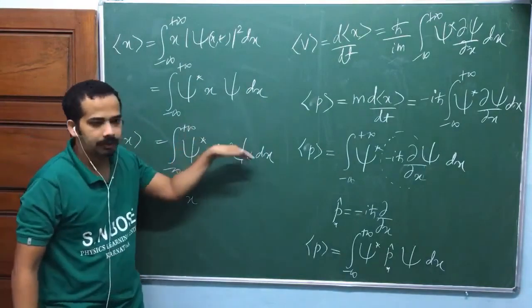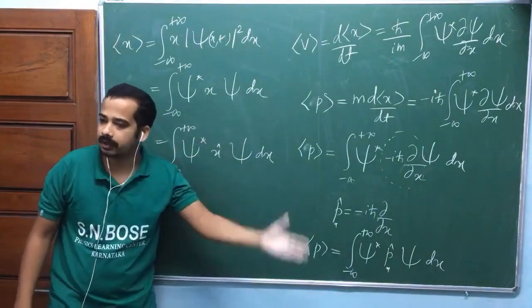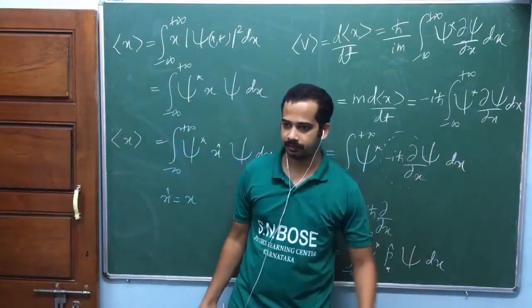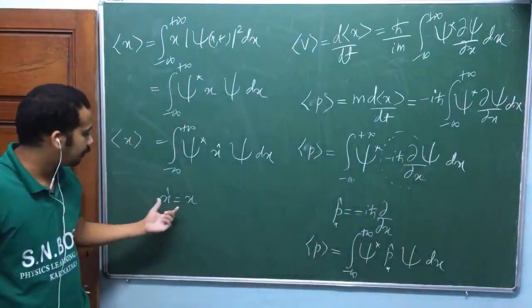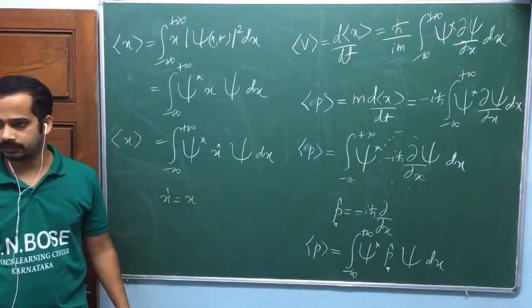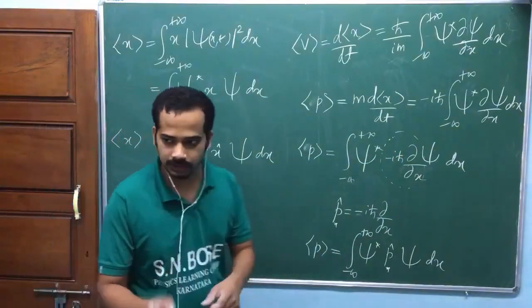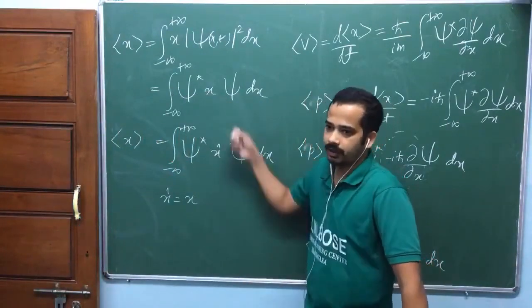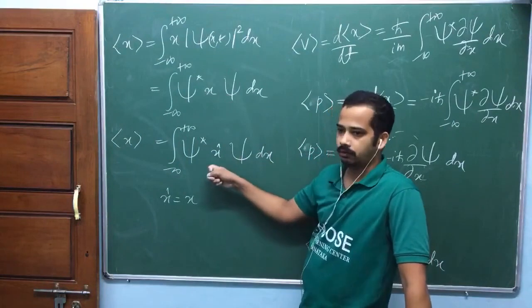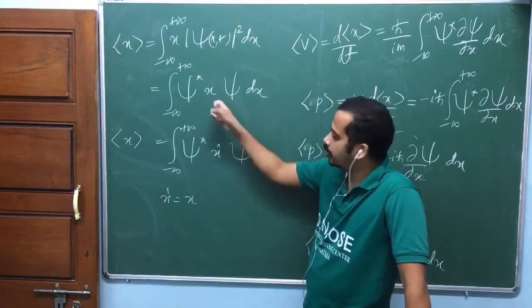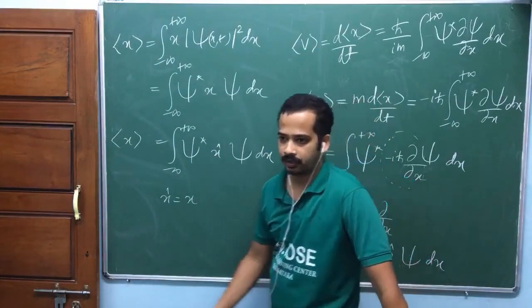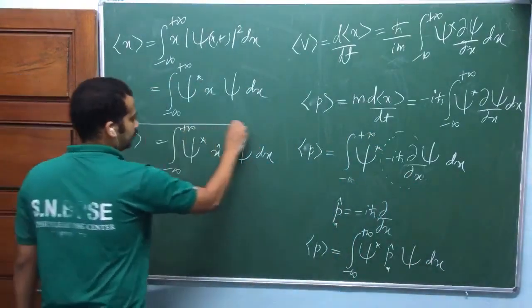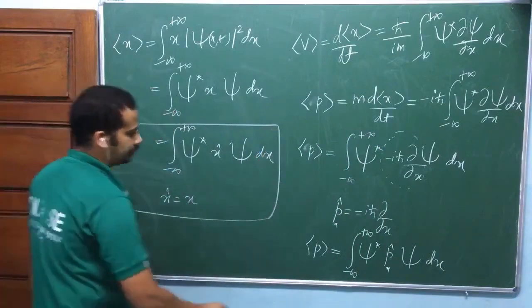Operating this x cap operator is nothing but multiplying by variable x. Operating p cap operator is nothing but taking derivative. Operating x cap operator is nothing but multiplying by x. You should do some operation. What is that operation? You should multiply by x, from here to here. What do you mean by operating x cap operator? Multiply by x. Is that okay? Now I'm going to rewrite this expression like this.